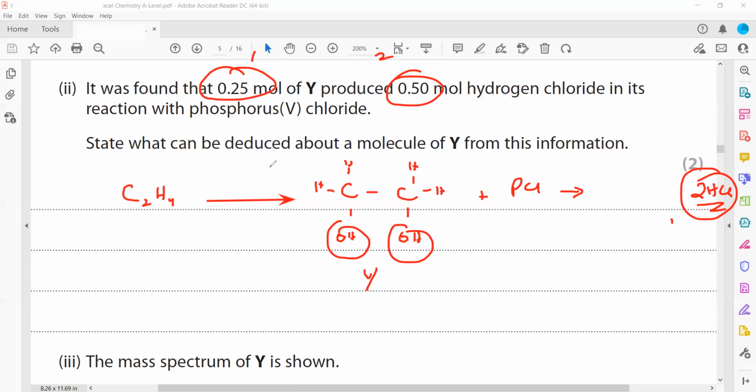So what can we deduce about Y? We can say Y is a diol. If it was having only one OH group, then 0.25 moles of compound Y should produce 0.25 moles of hydrogen. Then the mass spectrum of Y.